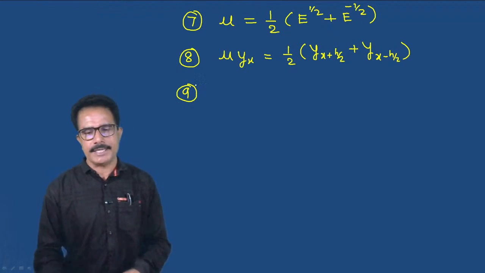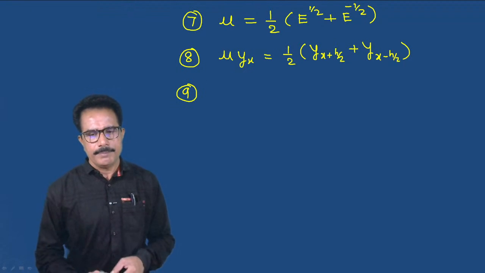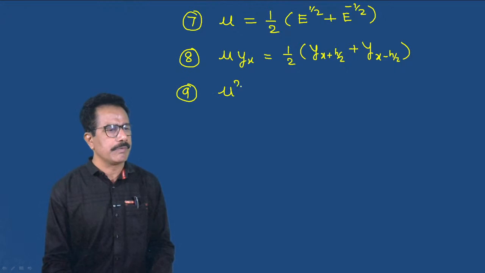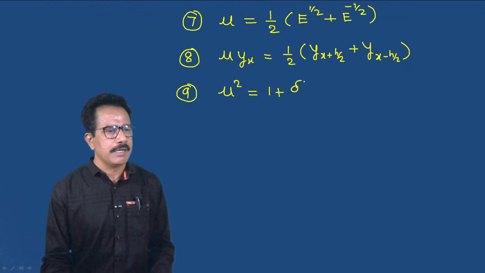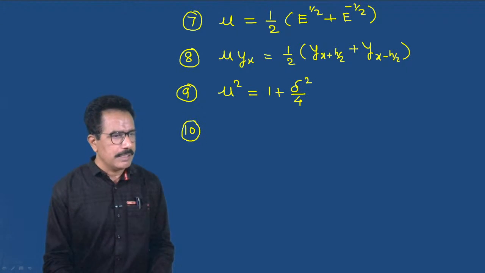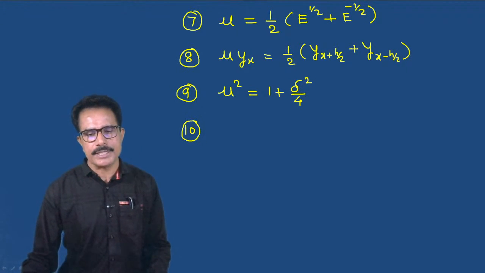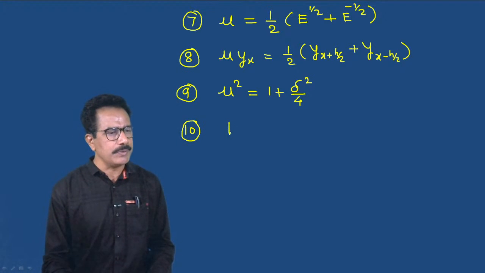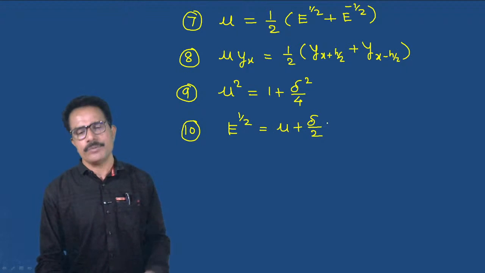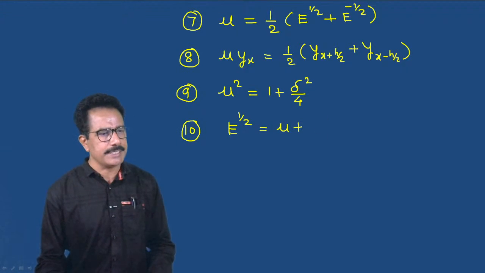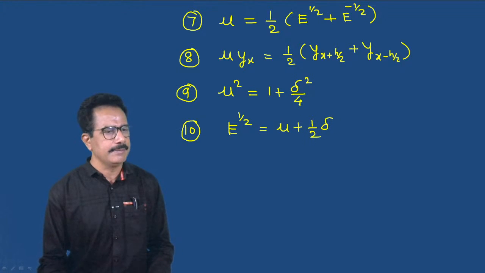9 नंबरचा फॉर्म्युला आणखी एक प्रूव्ह केलेला आहे आपण. पहा mu square is equals to, what is that formula which we have proved? 1 plus delta square by 4. 10 नंबरचा फॉर्म्युला आत्ता प्रूव्ह केलेला कोणता आहे तो? e raised to 1 by 2 is equals to mu plus delta by 2. आणि वी कॅन राईट 1 by 2 डेल्टा. काही लिहा तुम्हाला इझी जाण्यासाठी. 1 by 2 डेल्टा. इथं पण त्याचप्रमाणे लिहा मग 1 by 4 डेल्टा स्क्वेअर.